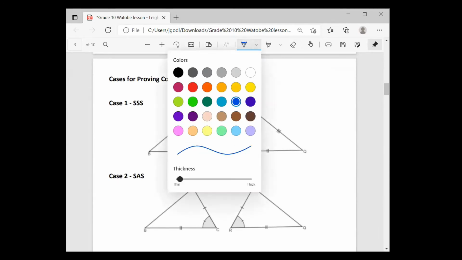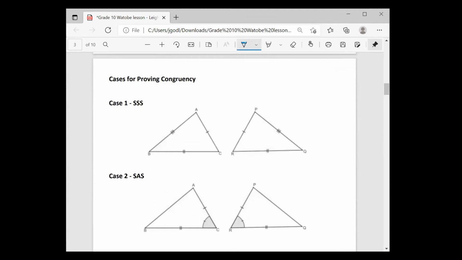Okay. So our different cases for congruency. We have a whole bunch of different ones that we have to know. So case number 1 is that all three sides of both triangles are exactly the same as each other. If we can prove, for example, here, that AC is the same as PR and BC is the same as RQ, so there are three sides that are the same, then we can prove this triangle is congruent to the other one. So our one case of congruency is side, side, side.